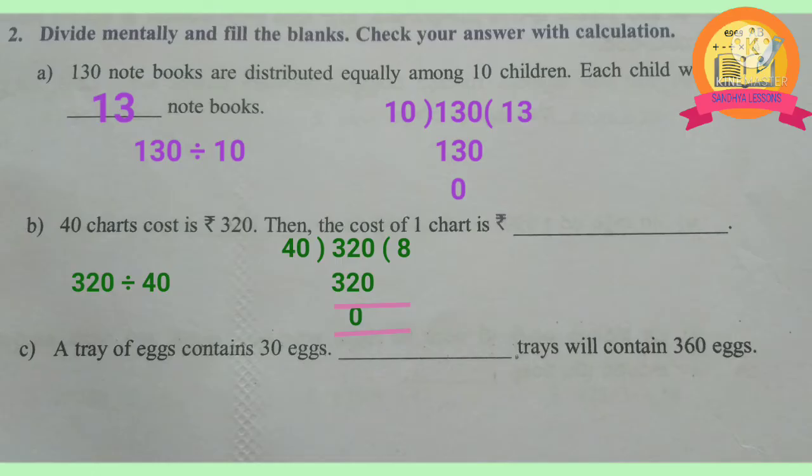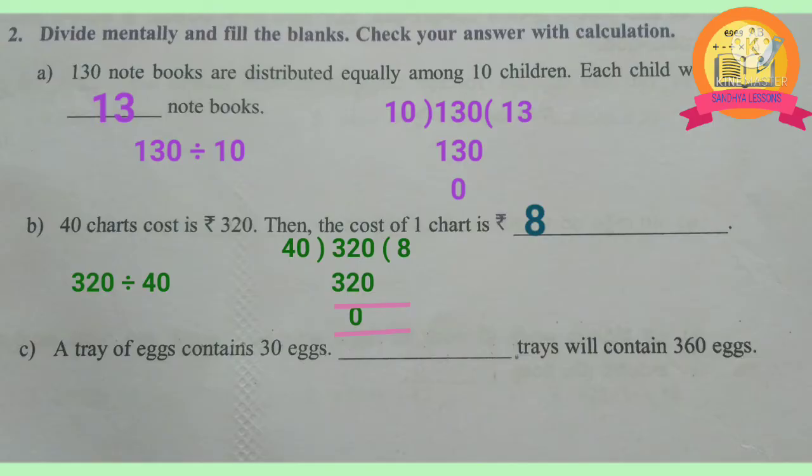Second problem, 40 charts cost 320 rupees. Then the cost of one chart is: after dividing 320 with 40, we get 8. Therefore, the cost of one chart is 8 rupees.